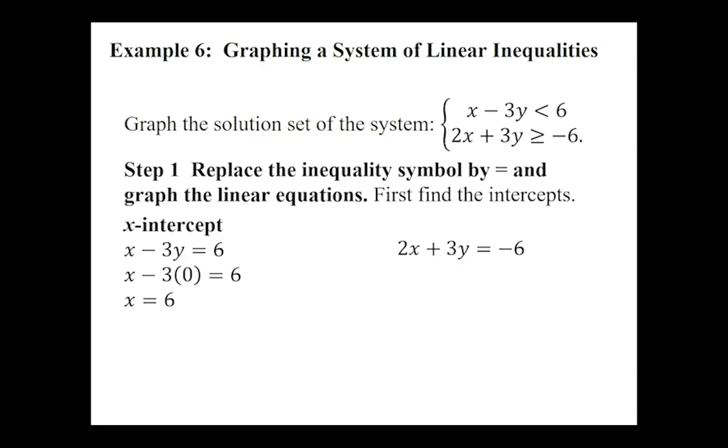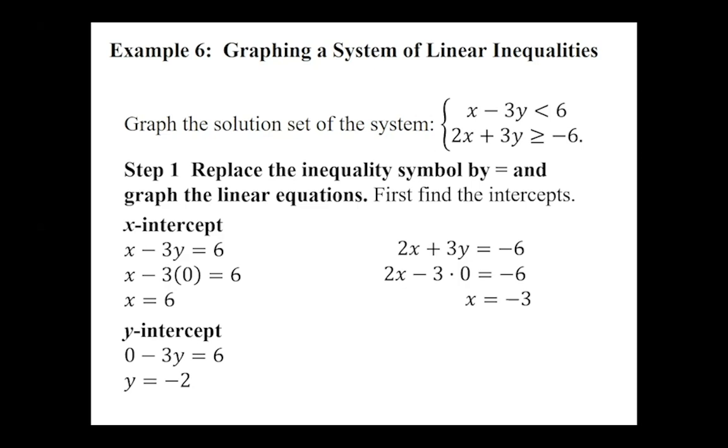The x-intercept for 2x plus 3y equals negative 6. Plug 0 in for y. Makes the second term go away. We get 2x equals negative 6, which gives us x equals negative 3. For y-intercepts in the first equation, plug 0 in for x. That makes the first term go away. Negative 3y equals 6 means y is negative 2.